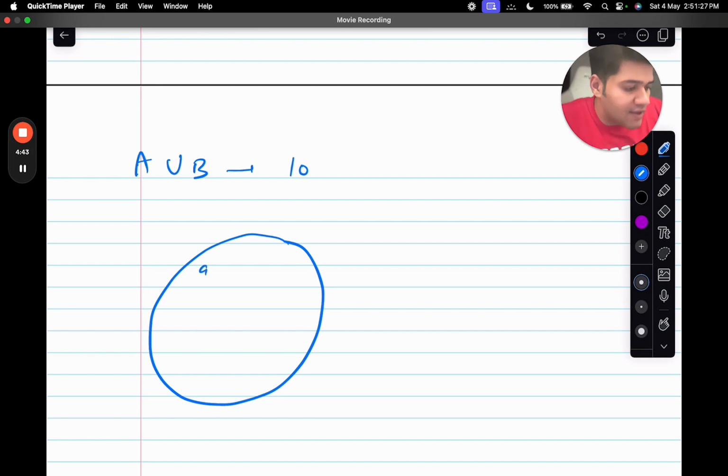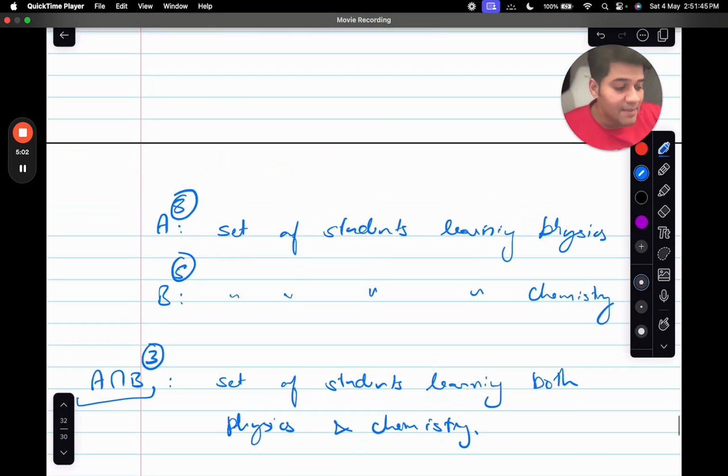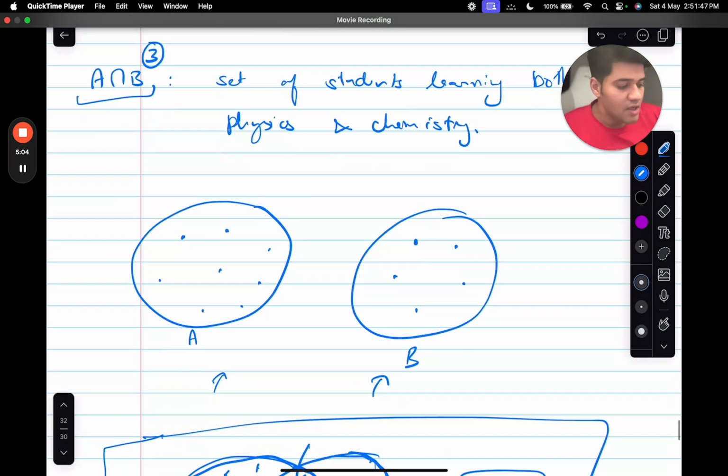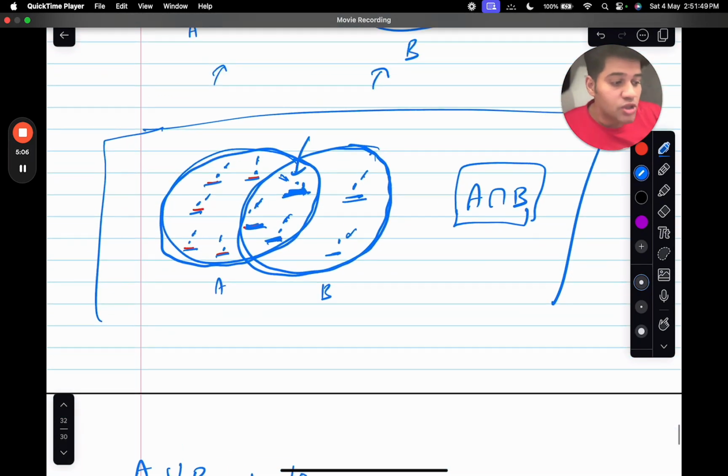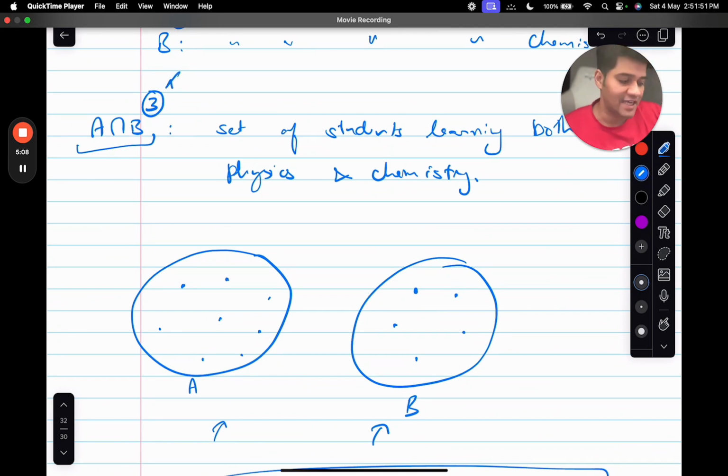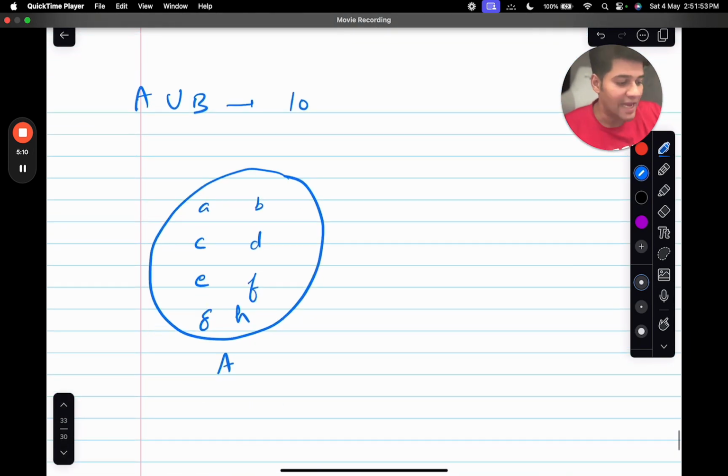So I would call them A, B, C, D, E, F, G, H. These 8 people are in set A learning physics. So A, B, C, D, E, F, G, H learn physics. Now in chemistry, how many people are there? In chemistry, there are 5 people. And we also know that 3 people learn both physics and chemistry. So I would draw it slightly cleverly.